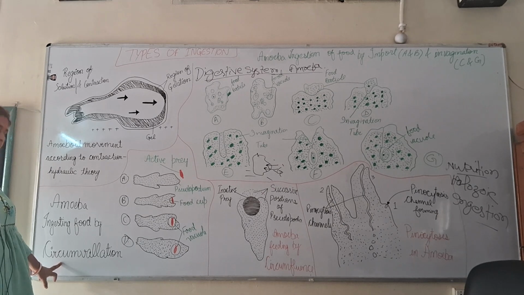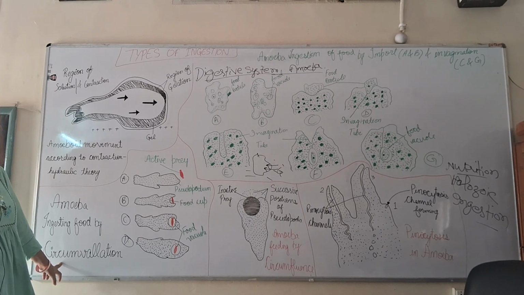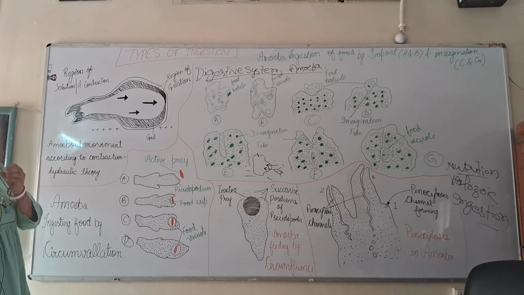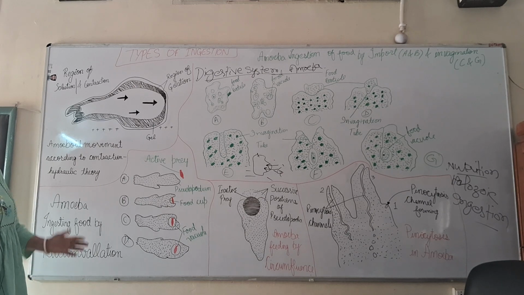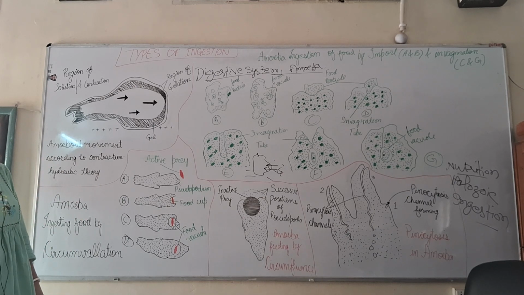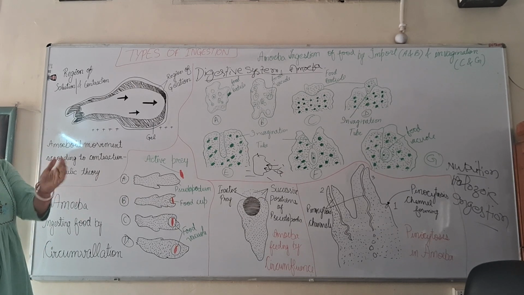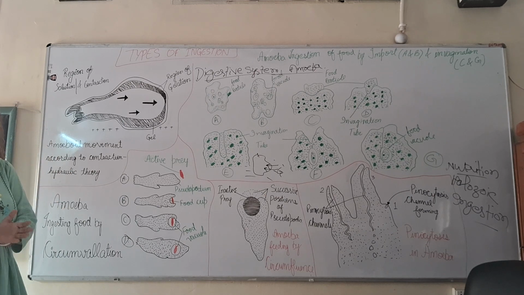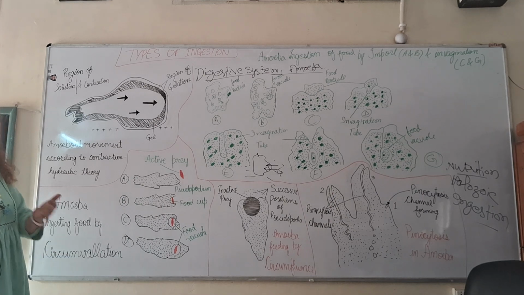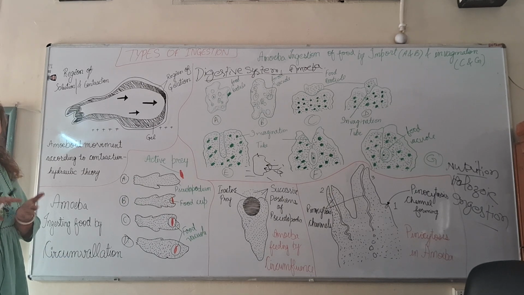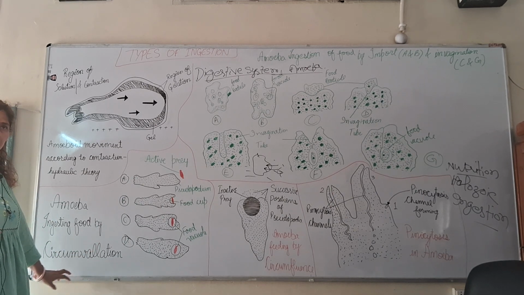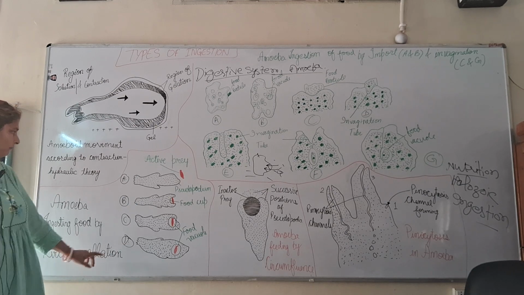first part, circumambulation. Circum means to circle all around. Ambulation means wrapping. Clear? You can write the meaning of this circumambulation.